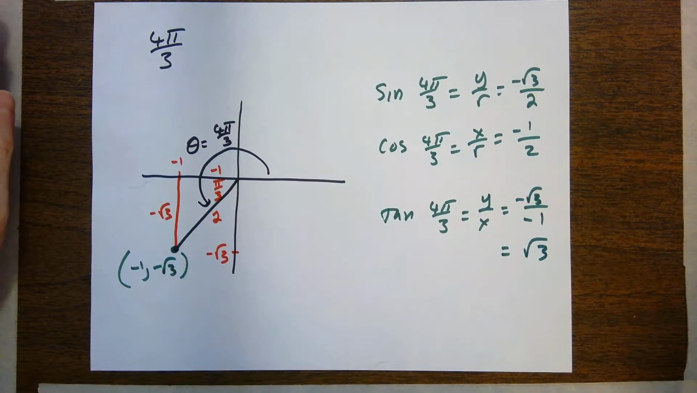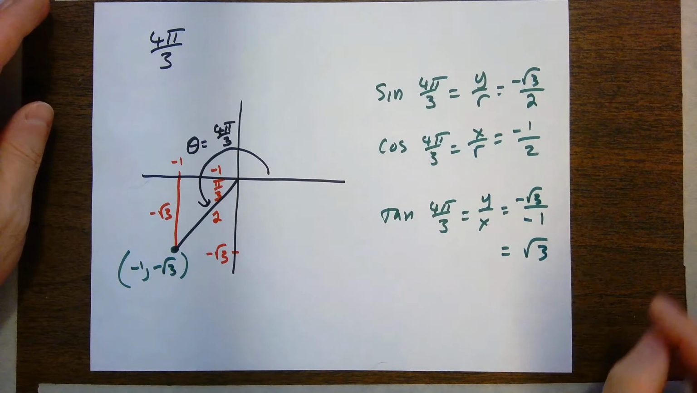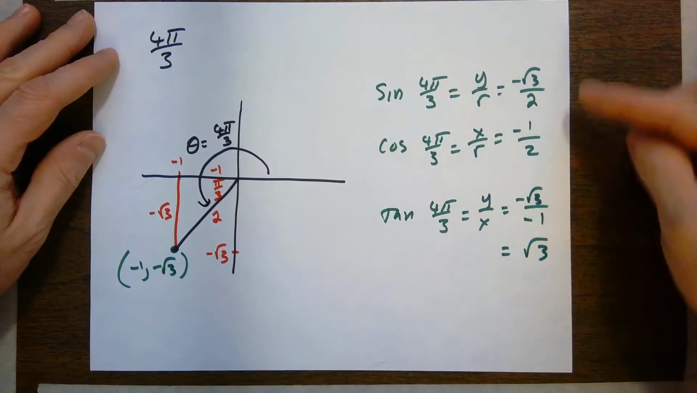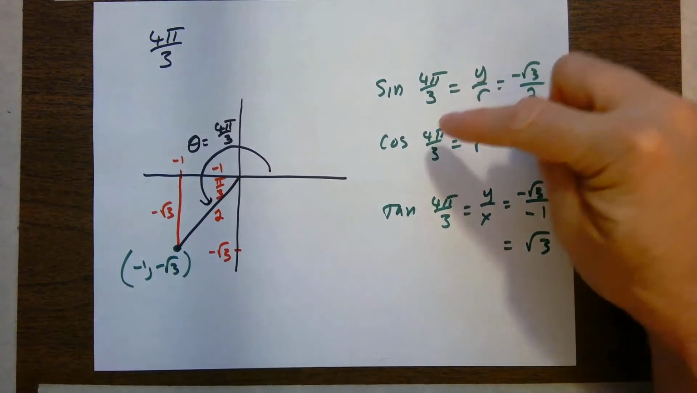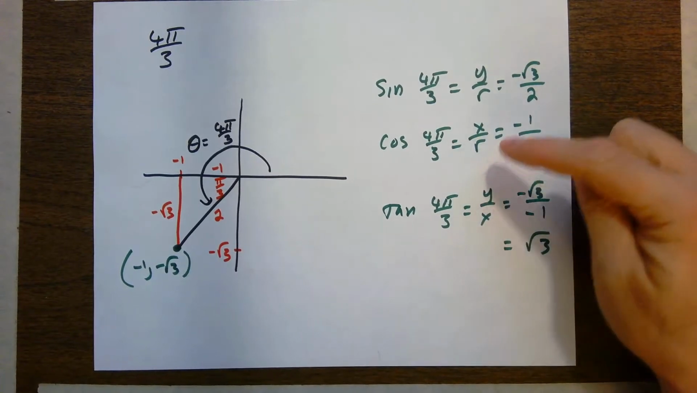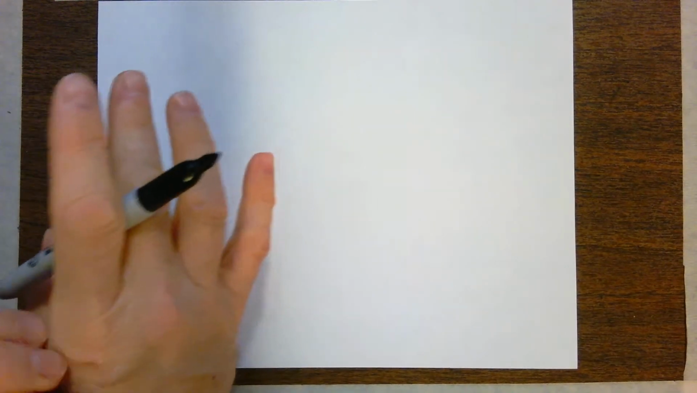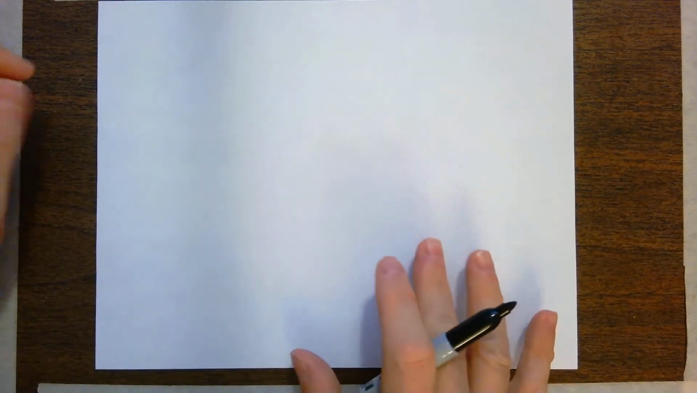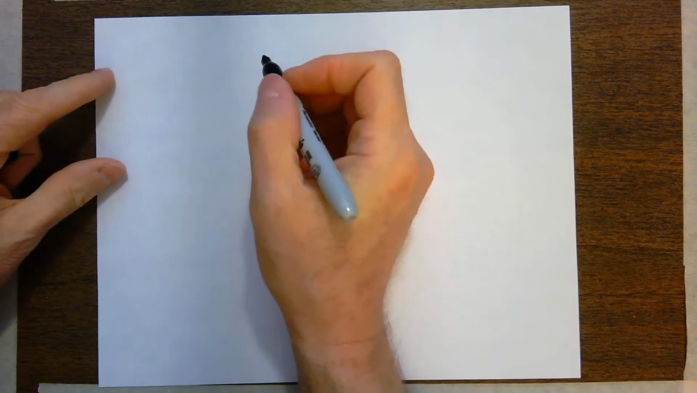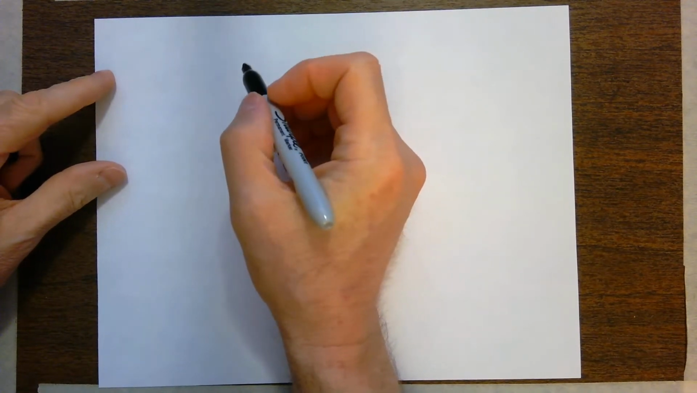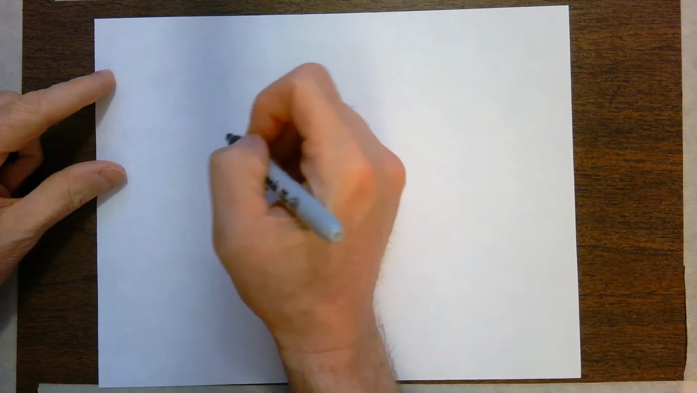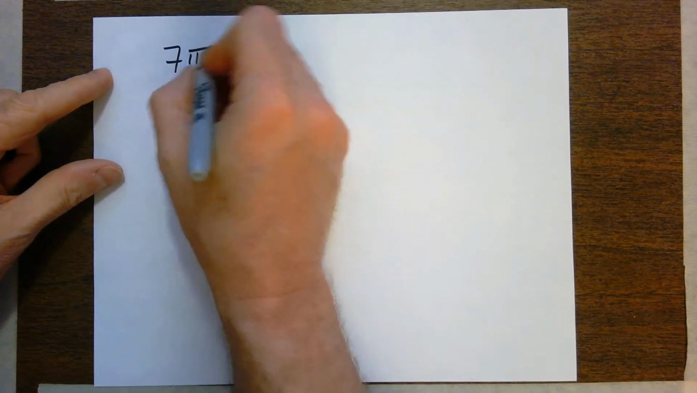All right, let's do another one and see if you can stay ahead of me on this one. And of course, since we know sine, cosine, and tangent, we know cotangent, secant, and cosecant. Those are just all going to be the reciprocals. So for the next angle, let's do something. How about, let's see. 1, 2, 3, 4, 5, 6. How about 7 pi over 4?